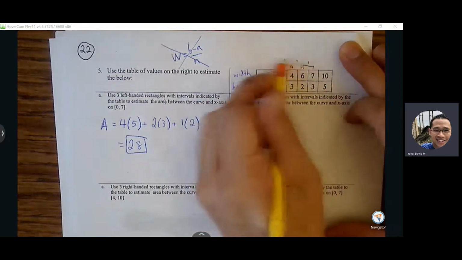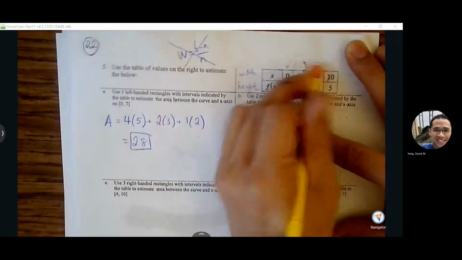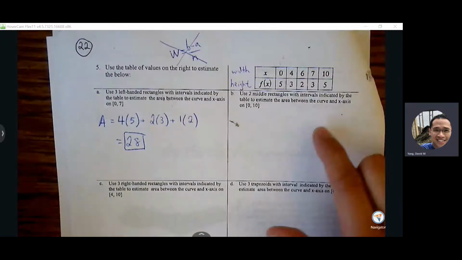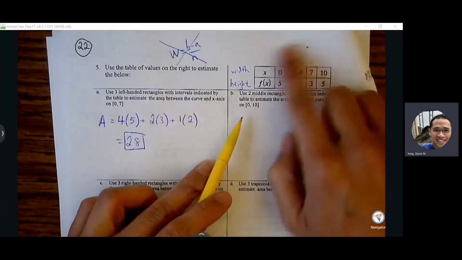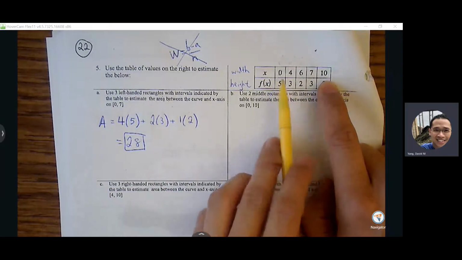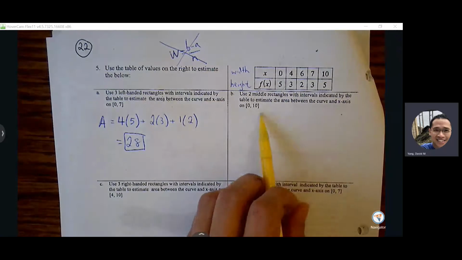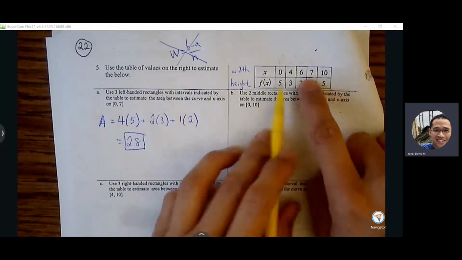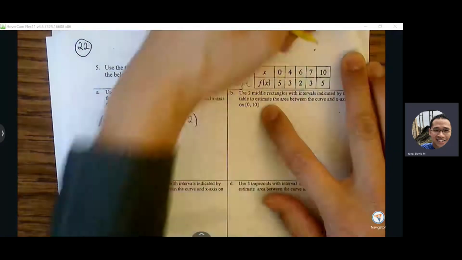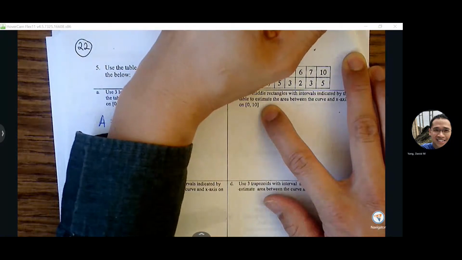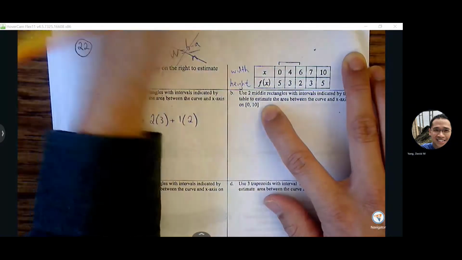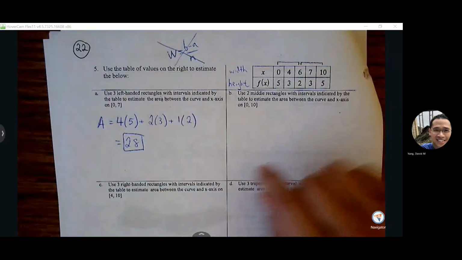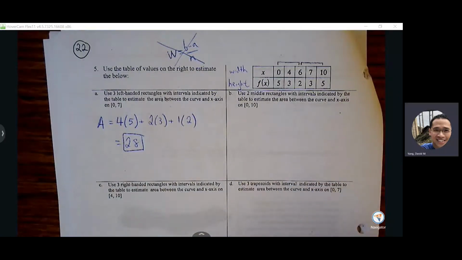I'm going to erase this for my second problem. Use two middle rectangles from 0 to 10. So I need to be able to span across these ordered pairs, making sure that every subinterval is going to cover the same number of ordered pairs. So I'm going to start at 0. Looks like I can go from 0 to 6 for one, and then from 6 to 10 for the other. Start at the middle of your ordered pairs. And then you're going to pick up where you left off. Okay, everybody good with that?